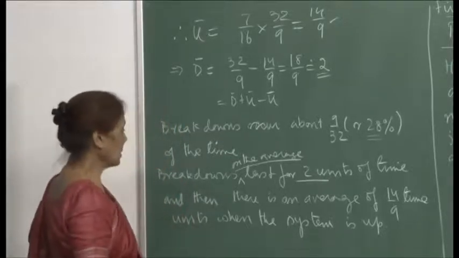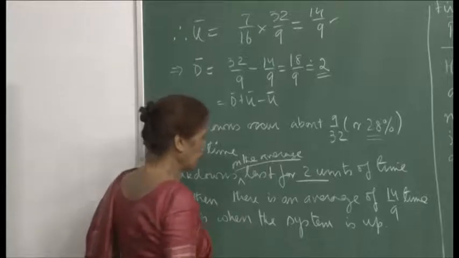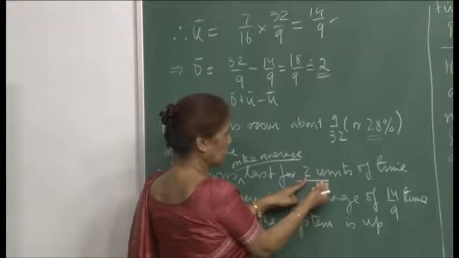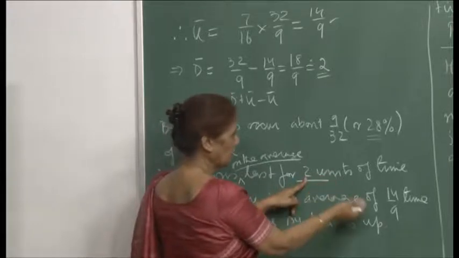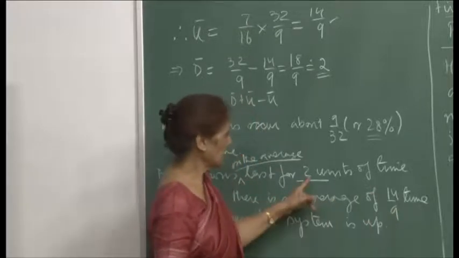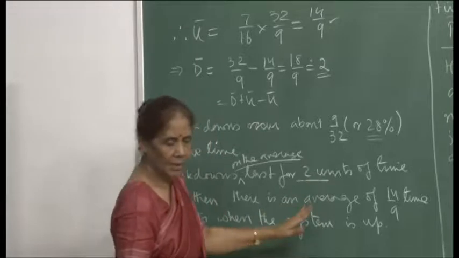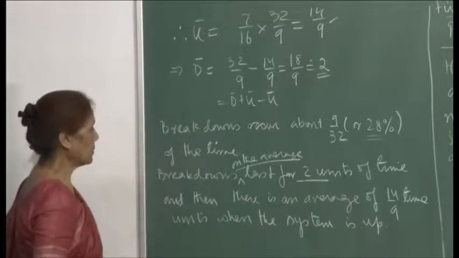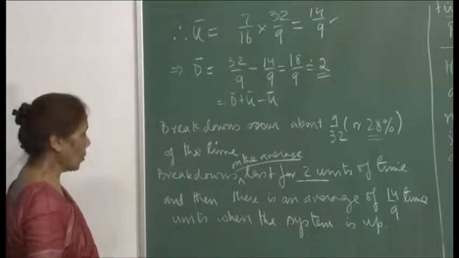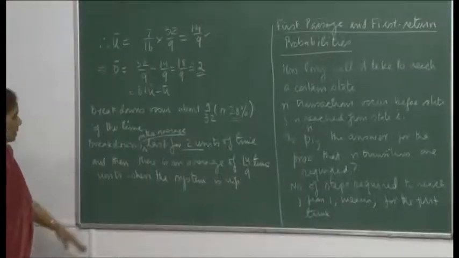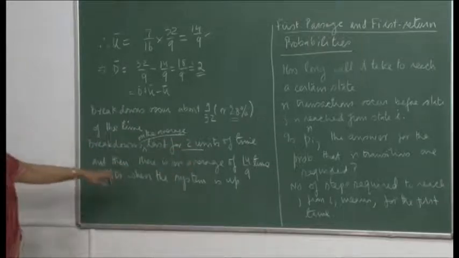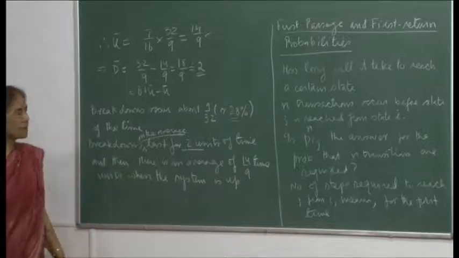So, okay, now the thing is, certainly the system is not in a very satisfactory situation, because on the average, the breakdowns remain for 2 units of time, whereas your actual production time is only 14/9, which is less than 2 units of time. So, certainly the system is not in a very healthy state. And so, this again gives a warning to the manufacturer to do something about it, because the way the transition probabilities are given, this is what your conclusions are.